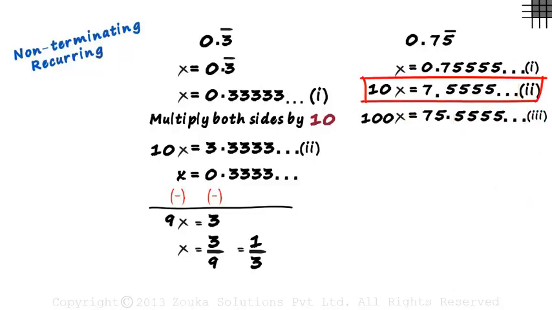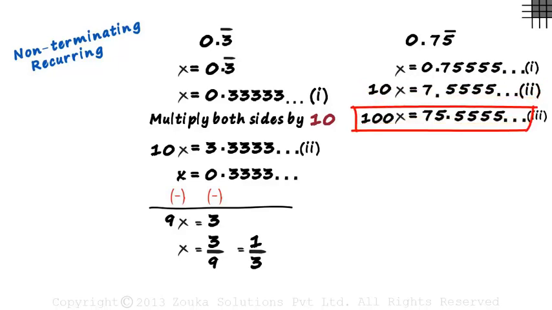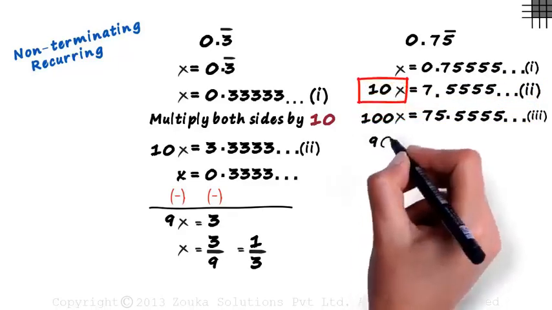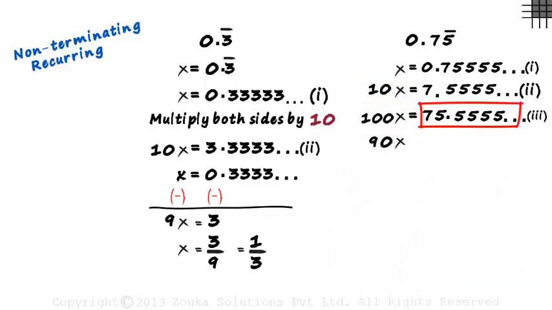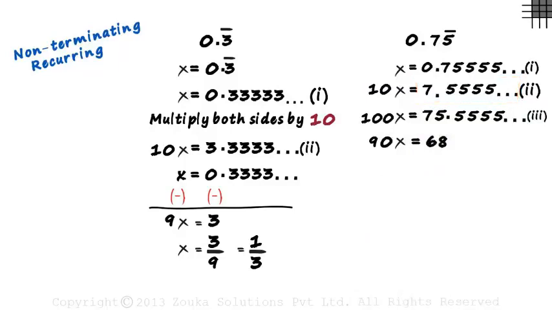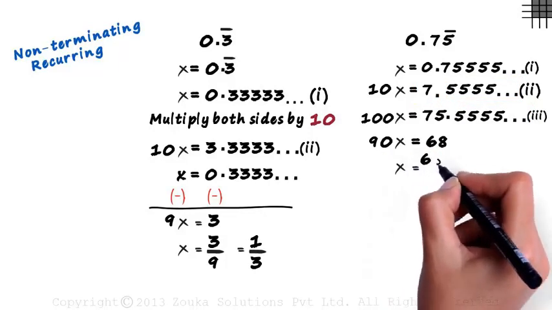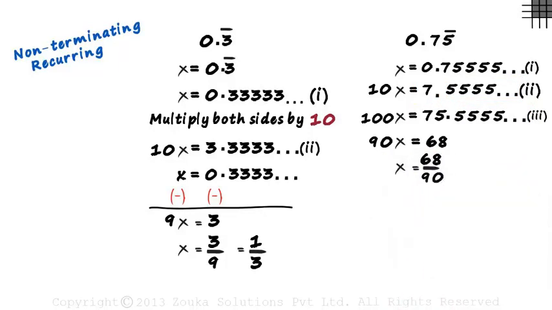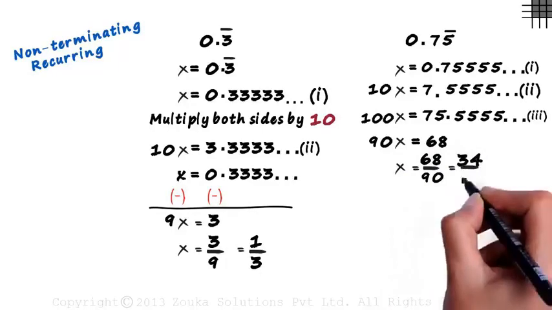Let's subtract this equation from this one. 100x minus 10x equals 90x on the left-hand side, and this minus this will equal 68. We can see that getting the part after the decimal same allows us to just subtract it out. So this actually equaled 75 minus 7. Transposing 90 to the other side, x would equal 68 by 90, which can be reduced to 34 by 45.